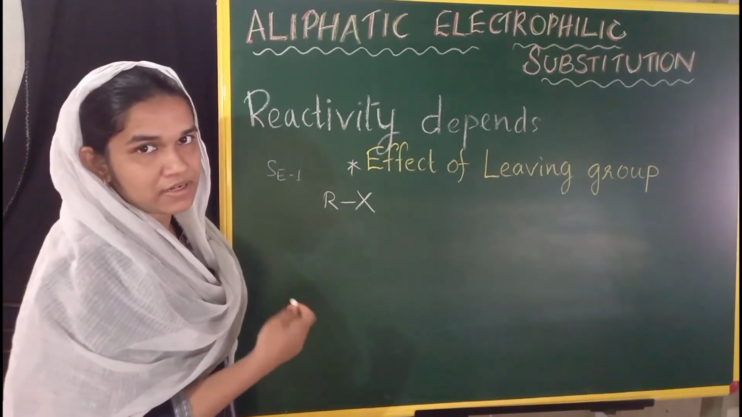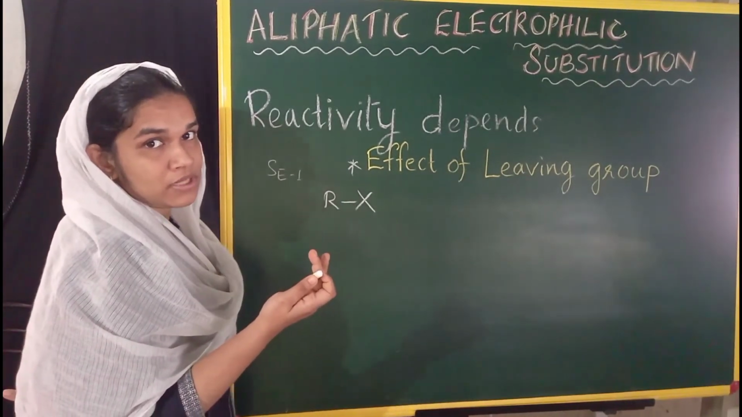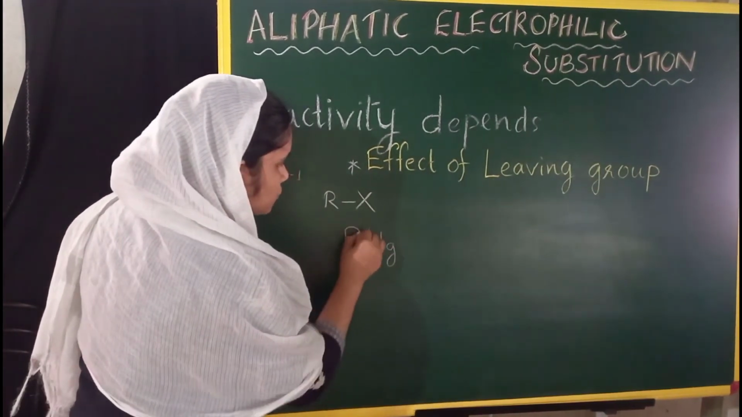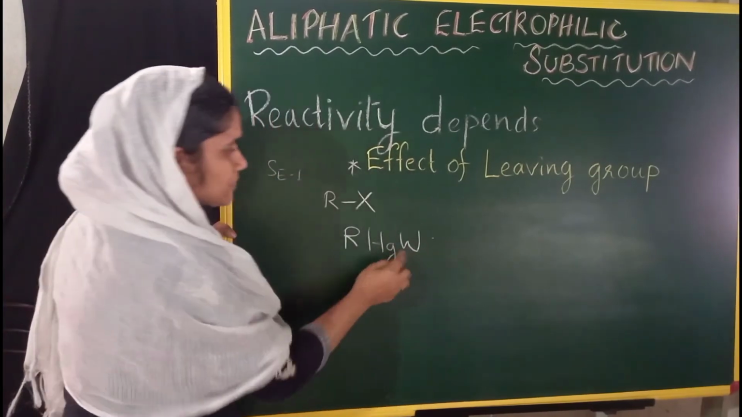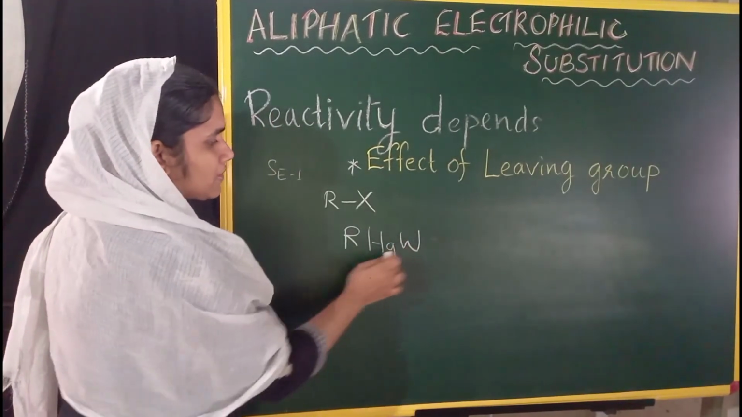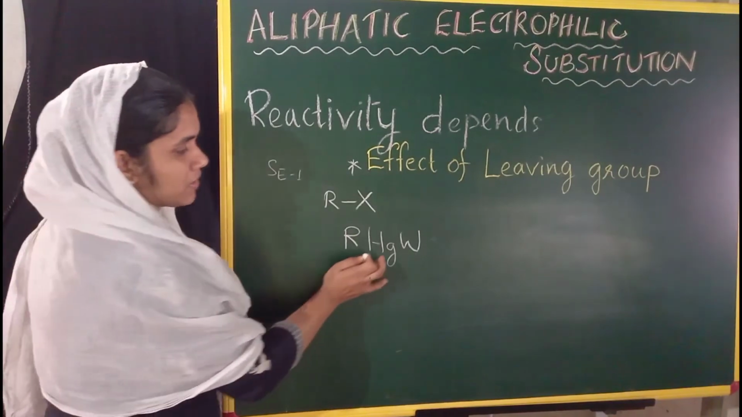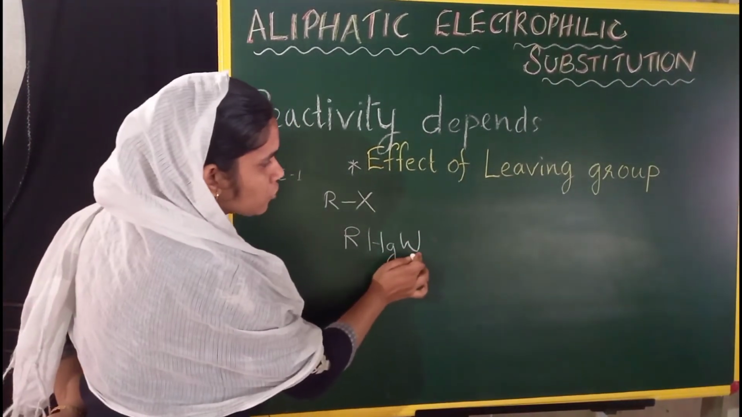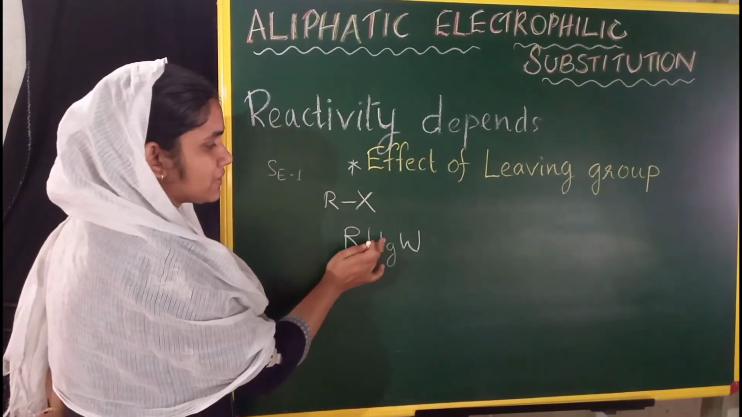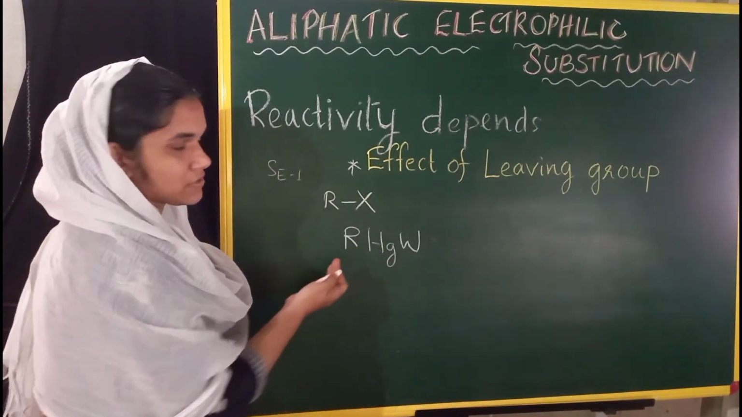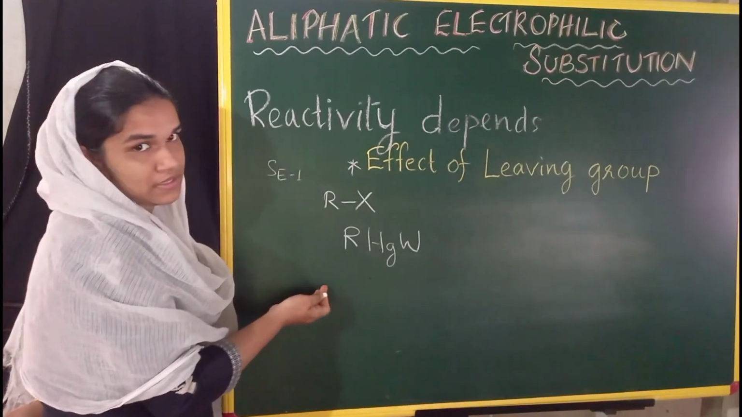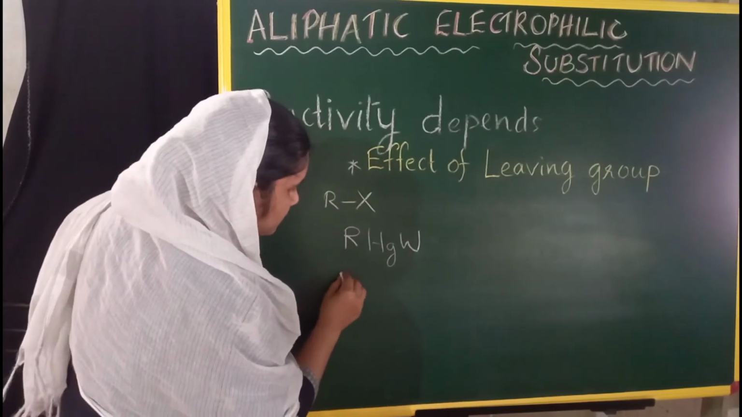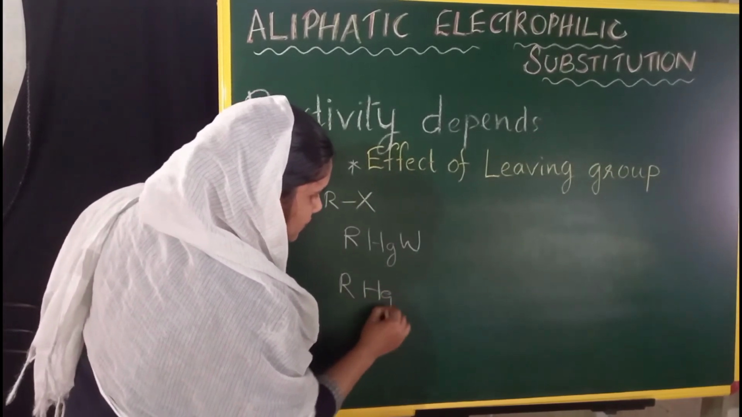Suppose the leaving group is bivalent, or has more than one valency, for example Hg. You can write it like this: this is any group W, and Hg is a bivalent cation. Here the group with this bivalent metal also affects the rate of this reaction. Suppose this is an electron withdrawing group, like RHg Br.